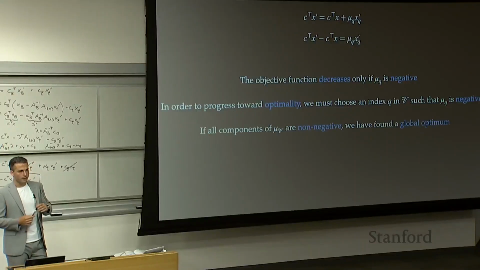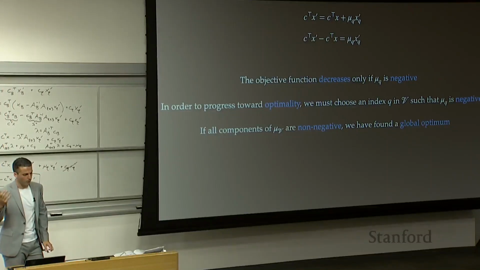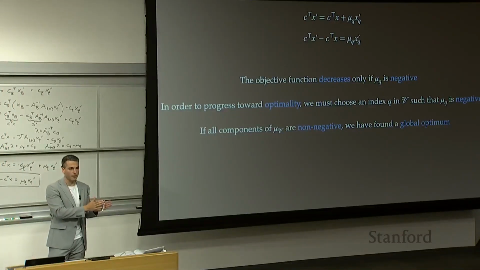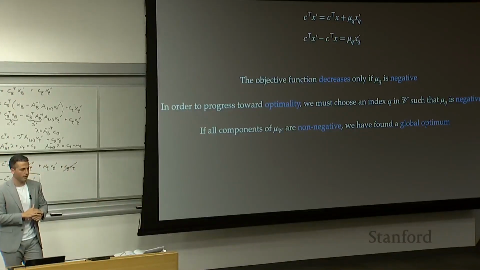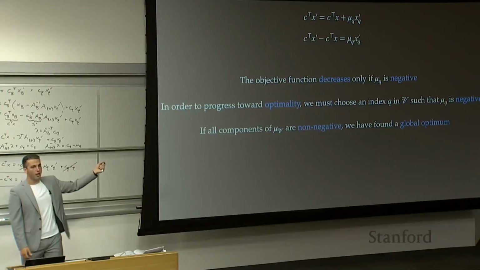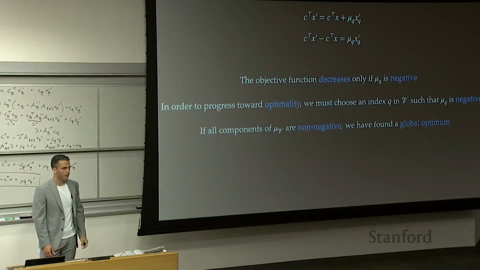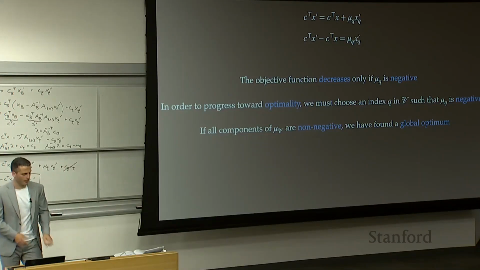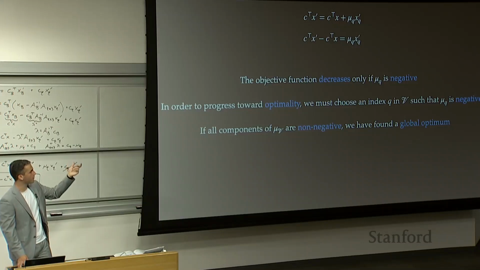If all of the components of mu in our free indices are non-negative, that means that we found a global optimum because we were satisfying dual feasibility and complementary slackness. So we're satisfying all of our first order necessary conditions. So all we have to do is look at, are all of mu positive or are they all non-negative? And if that's the case, then we know we're at an optimum. Okay, so this is why it's an important result here. This doesn't tell us, though, exactly how we choose our Q index, right? It just gives us some guidance.